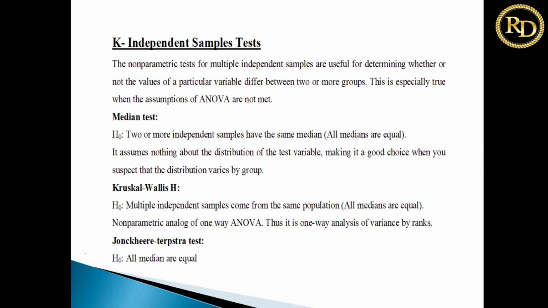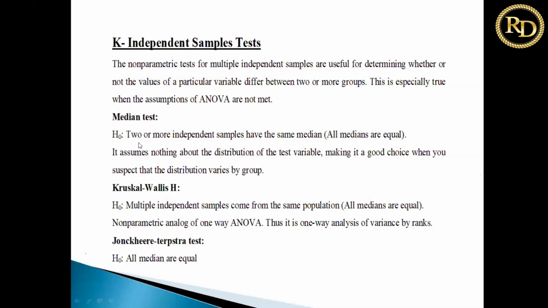This is especially true when the assumptions of ANOVA are not met, and in ANOVA we first check whether the parent population is normally distributed or not, and whether there is equality of variances or not. So these are the assumptions for the ANOVA, and when these assumptions are not met, we use the corresponding non-parametric tests. So here we use the median test, Kruskal-Wallis test, and Jonckheere-Terpstra test. So let us see the situations for these tests and the null hypotheses for these tests.